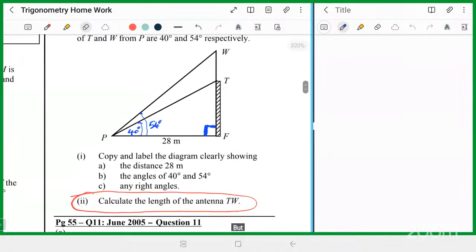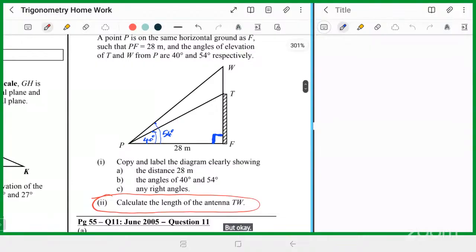Okay? Yes, sir. So sir, could you repeat the part with the length of antenna TW again? Could I repeat what? The part where it says calculate the length of antenna TW again.